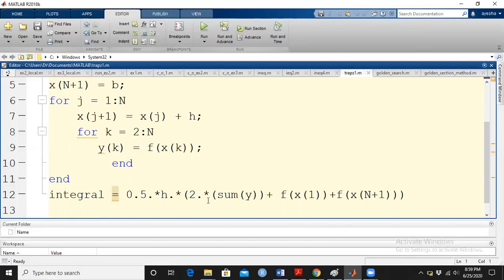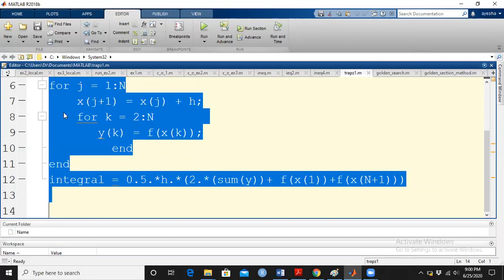Now you will write the numerical integral formula here, and you can see that you have the step size divided by 2, meaning 0.5 times h, and then 2 times the intermediate points, and then f of x of 1 and f of x of n plus 1. That is the last point and the starting point. That is it. Save this m file.